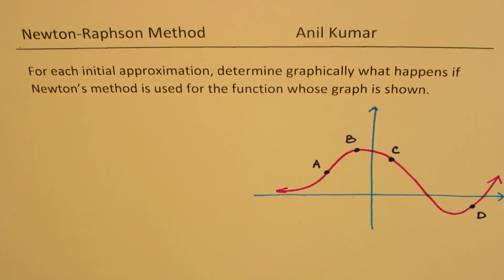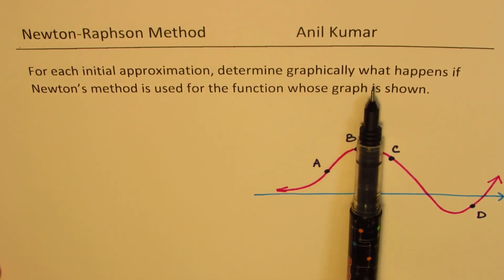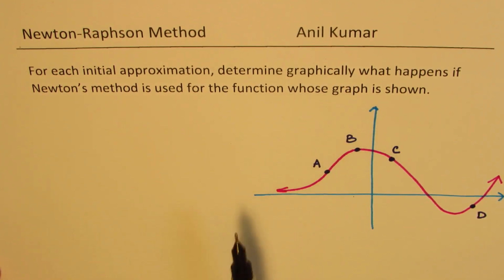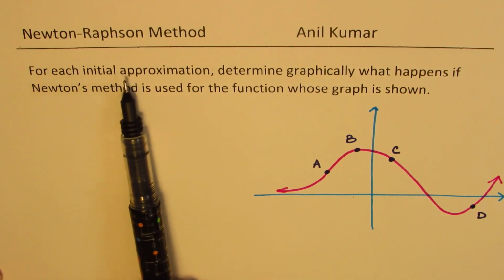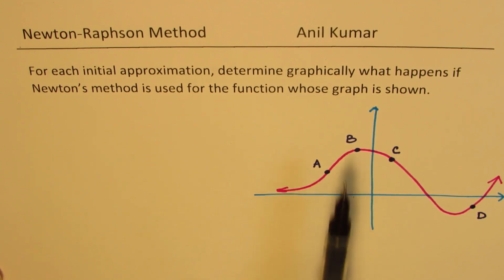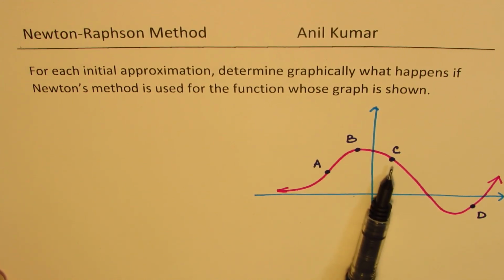The question now is, for each initial approximation, determine graphically what happens if Newton's method is used for the function whose graph is shown below. So for each initial approximation, let's say you start with A, will you get the result? How fast will you get the result? This is what you need to discuss. If you start at B, will you get the result? That is the question which is to be answered. You can always pause this video and then answer your question, right?